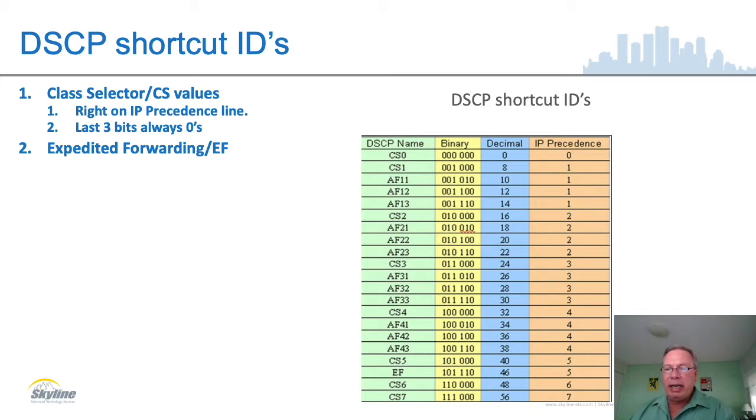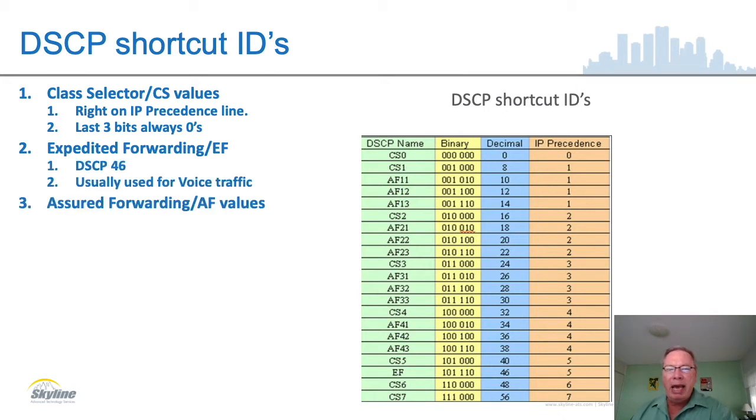A device that couldn't tell the difference, or that was only doing IP precedence, would not be able to tell the difference between CS5 and EF. And that would typically be a bad thing, because EF is typically going to be voice and put in the priority queue. And I don't want to put a lot of things in the priority queue, okay? Because then we just have a large first in, first out priority queue. So I want this data to be recognized specifically.